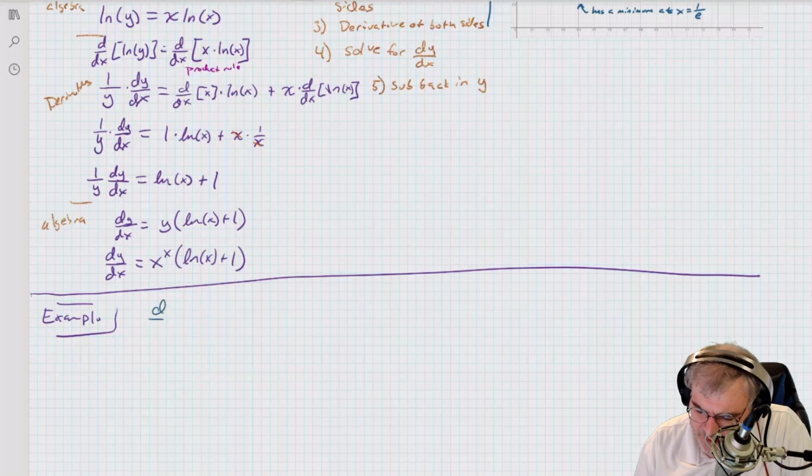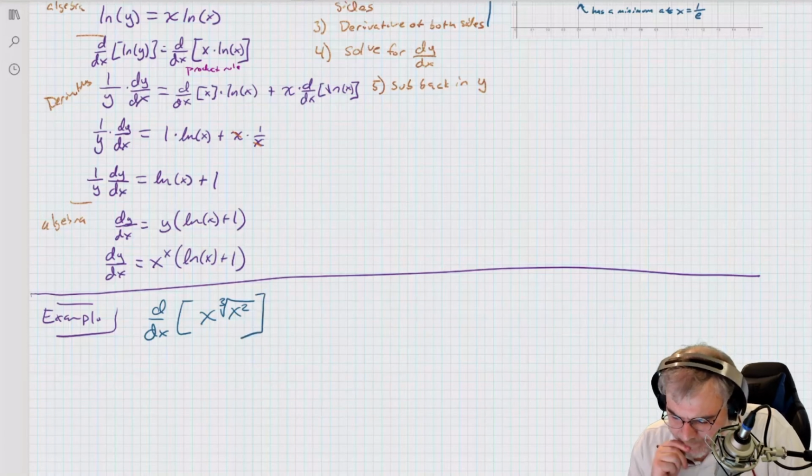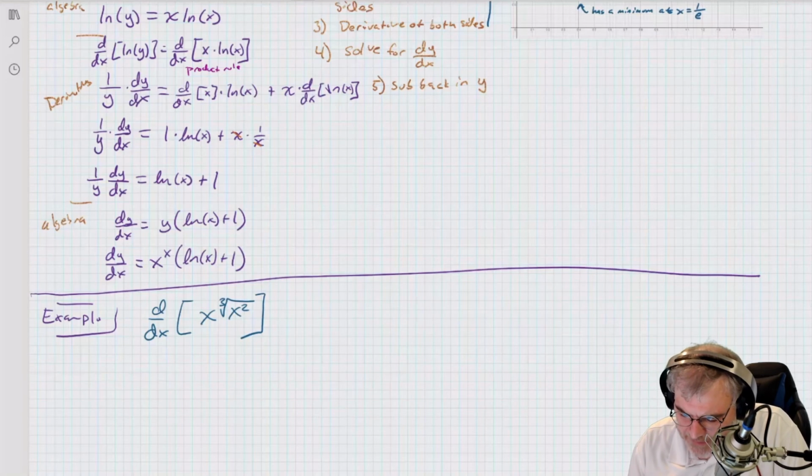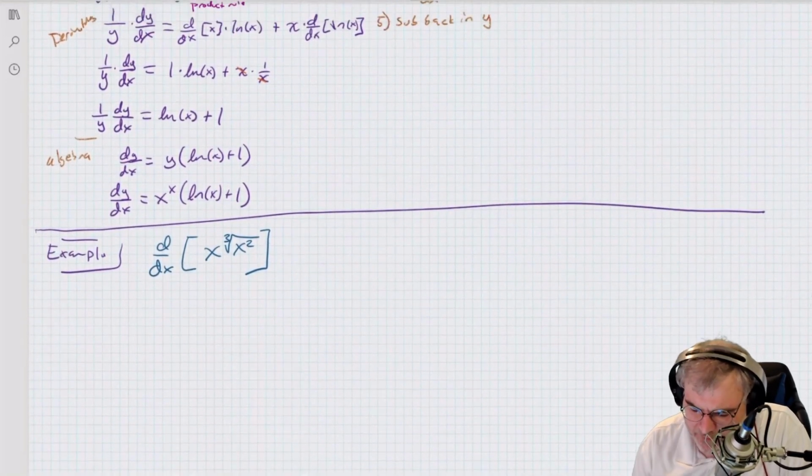Let's do d over dx of x to the cube root of x squared. Let's just make it unpleasant. All right. Okay, now step 1, let's create a y. So the solution is let y equal.